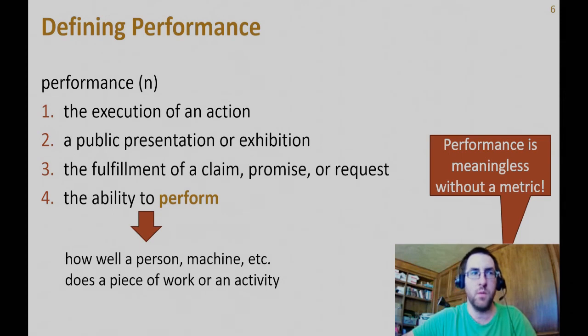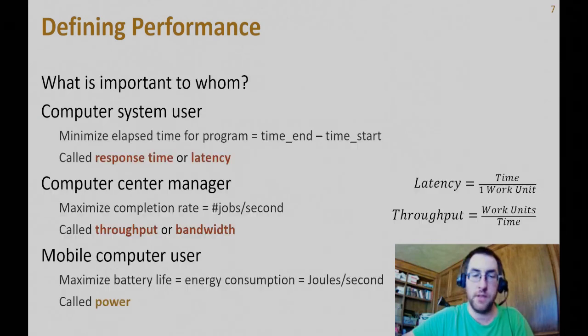But we need to know how to measure that how well part. A metric is a description of what you're going to measure in order to make a comparison. You've got to have a metric for performance. The metric that you choose to use will depend on what's important for your assessment. For a computer system end user, a lot of times what they care about is the responsiveness of their computer system. For a single program, how long does it take from start to finish? For a single action, how long does it take before you get a response from the system?